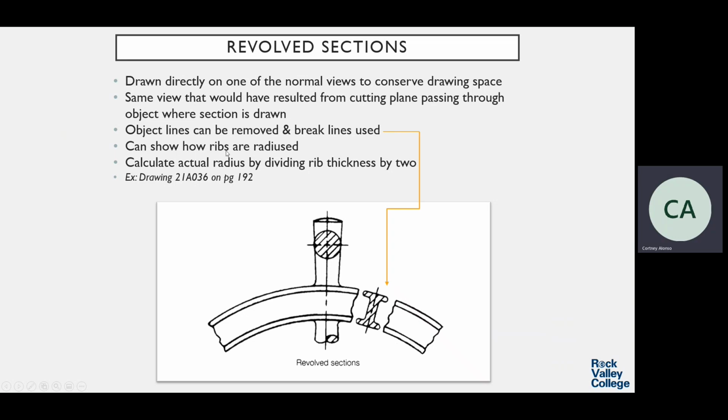So in this case, you can show how ribs are radiused, and you can calculate the actual radius by dividing the rib thickness by 2. So this is a revolved section, and typically all the revolved sections are going to be on parts similar to this. You're not going to see a revolved section in anything too complicated. It's going to be more or less this view.